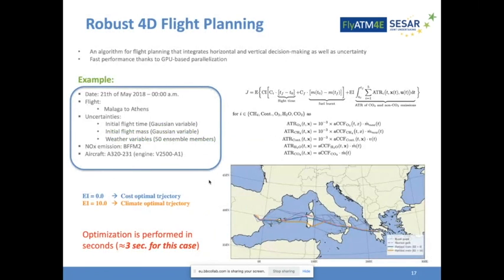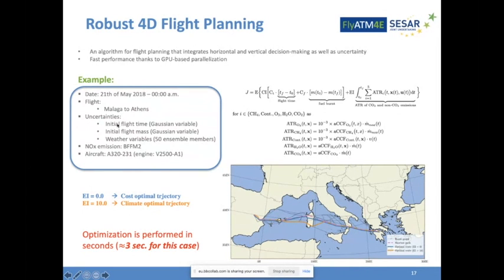So I first start with robust four-dimensional flight planning using a heuristic method. This is a very fast algorithm thanks to the GPU parallelization. It can provide the results in almost 3 seconds and considers latitude, longitude, altitude, and time for the optimization.